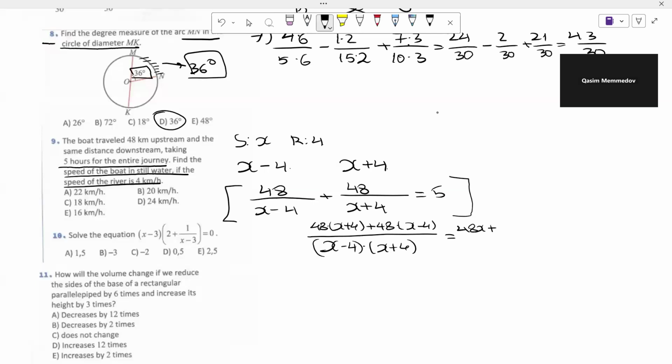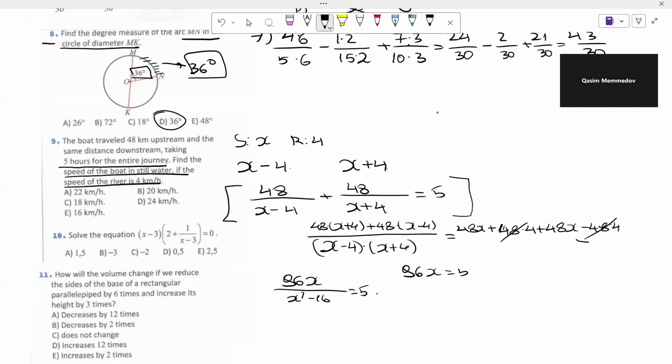48x plus 48 multiplied by 4 plus 48x minus 48 multiplied by 4. We can simplify them, and that's why 96x divided by x squared minus 16 equals 5. And we can write it like that.